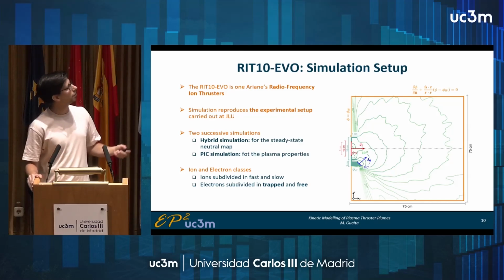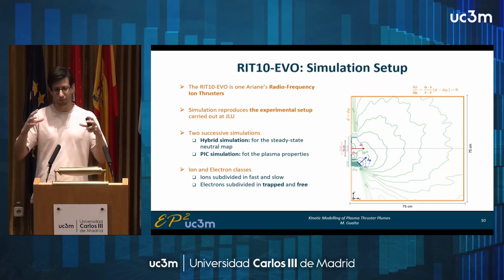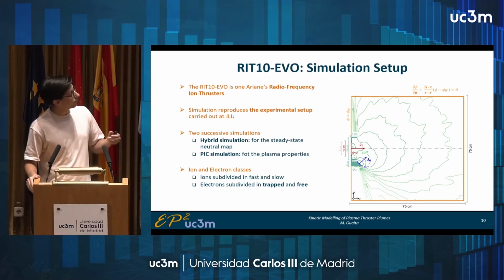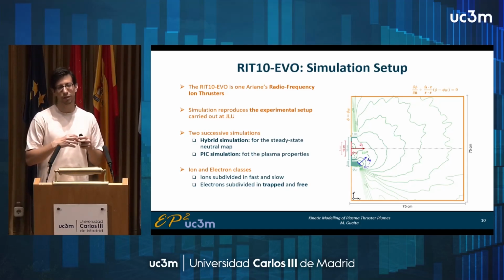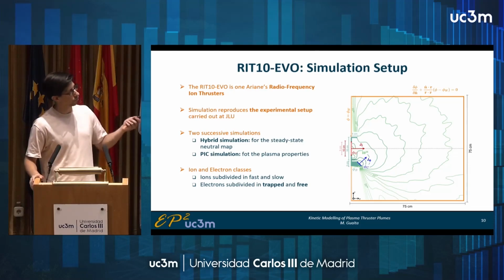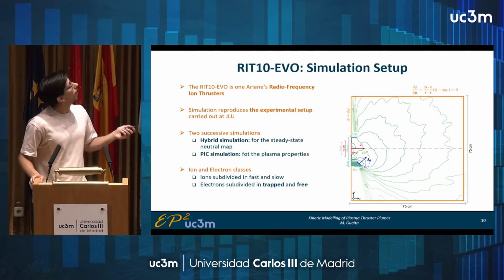Another novelty in this simulation is that we are subdividing these two particles, so ions and electrons, into subclasses. So ions are divided into fast and slow ones. This is easy. The fast ones are the ones injected by the thruster. The slow ones are the ones produced in the plume, which have a much lower velocity. So they are produced in the plume by ionization, for example.